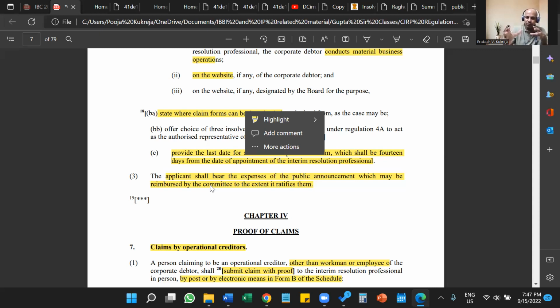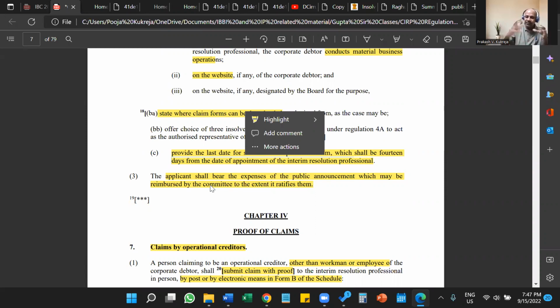Let's say if he has proposed the name of the IRP, the applicant will pay the money to IRP to do the public announcement, because from day one itself, the expenses will start. So IRP can always seek that money from the applicant till the time COC is formed. Okay. Second situation, the applicant has not proposed name of any IRP.